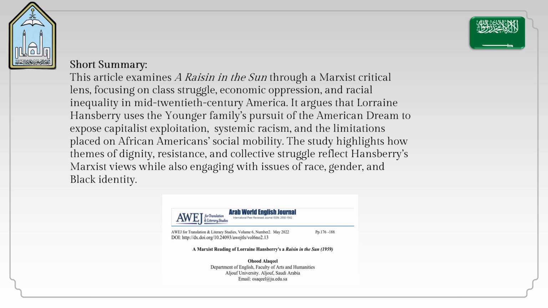Here, this article examines A Raisin in the Sun through a Marxist critical lens, focusing on class struggle, economic oppression, and racial inequality in mid-20th century America. It argues that Lorraine Hansberry uses the younger family's pursuit of the American dream to expose capitalist exploitation, systemic racism, and the limitations placed on African American social mobility. The study highlights how themes of dignity, resistance, and collective struggle reflect Hansberry's Marxist views, while also engaging with issues of race, gender, and Black identity.